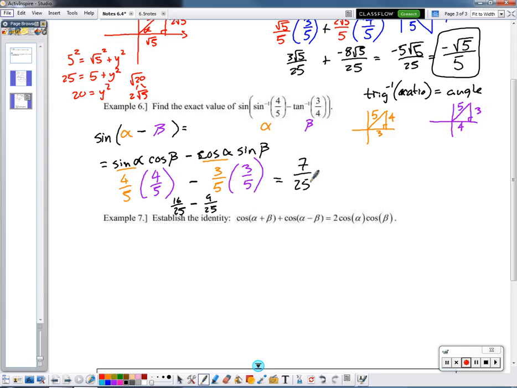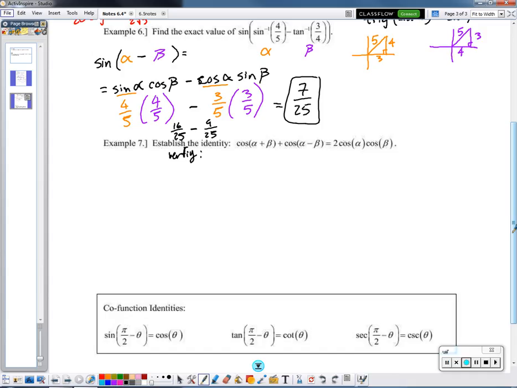Number 7, we're almost there. We're going to establish identity. That's just that verifying process. So let's go ahead and go through that verifying process that we learned last class in 6.3. Here I'm taking the sum of cosine of two angles and the difference of cosine of two angles, and I want to say that that's equal to 2 times the cosine of alpha times the cosine of beta.